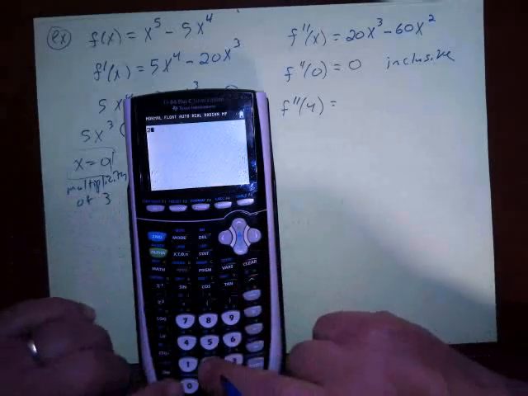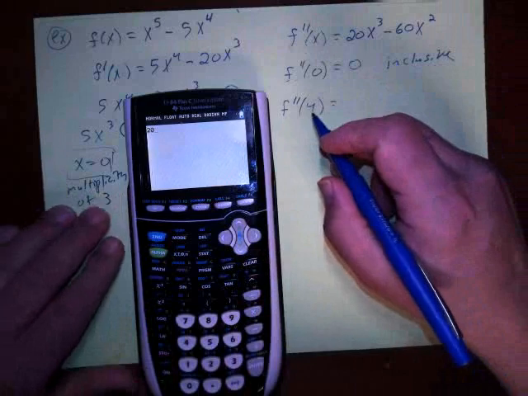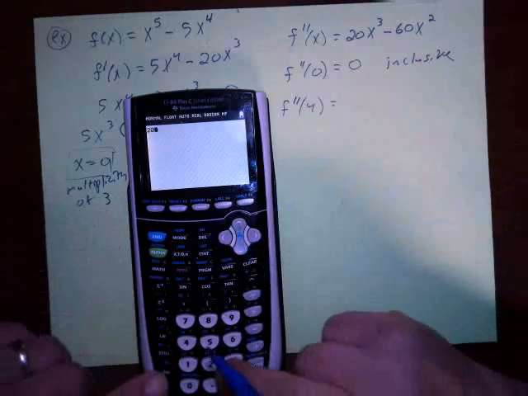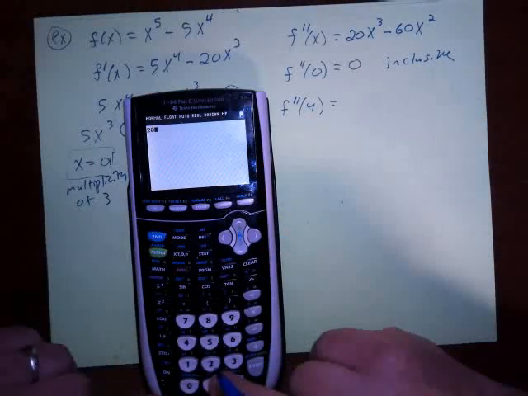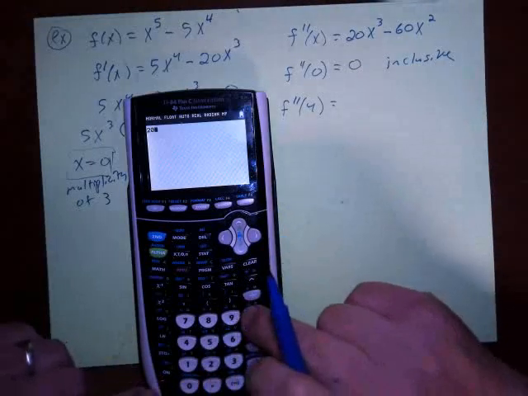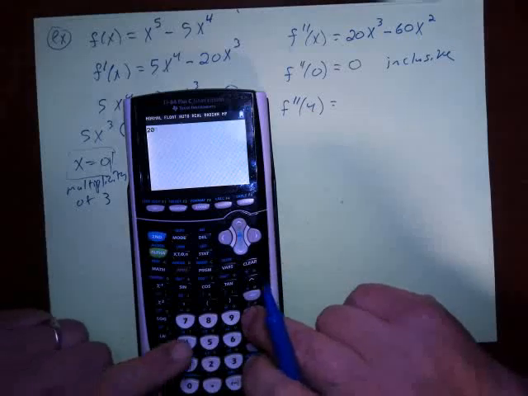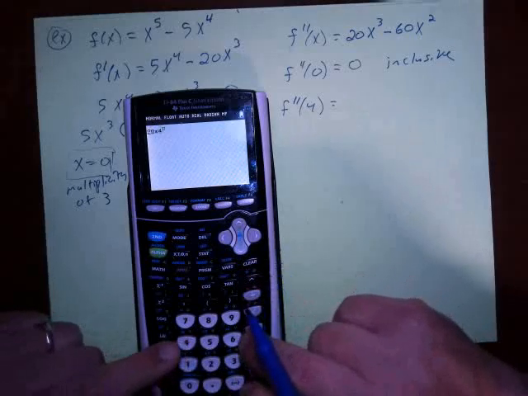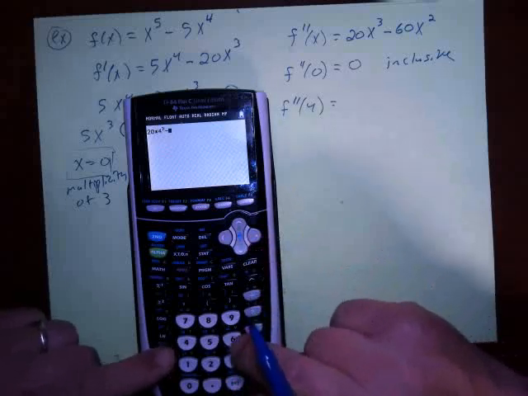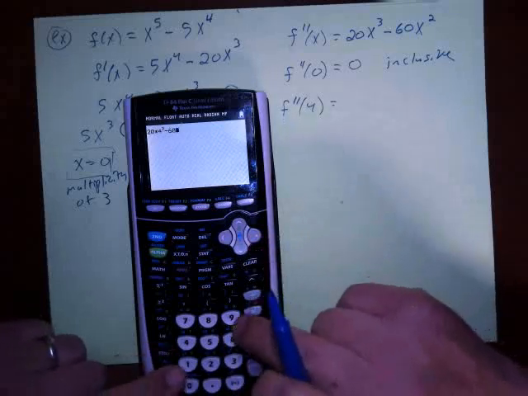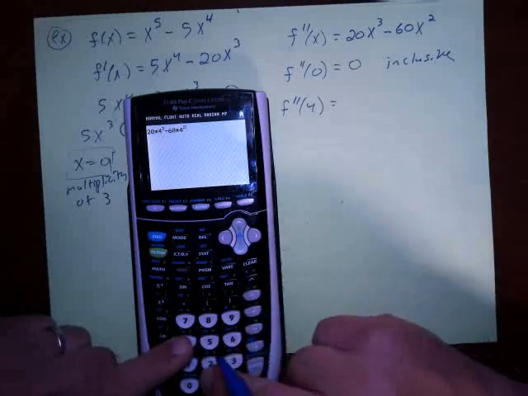So I'm going to plug in 20. So I'm plugging this in to the second derivative. So it'll be 20 times 4 cubed minus 60 times 4 squared.